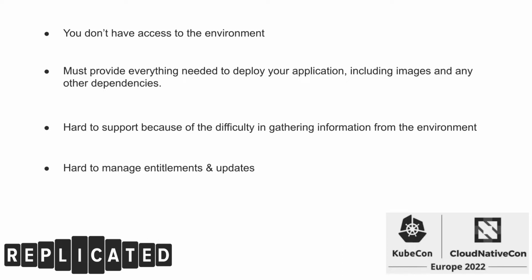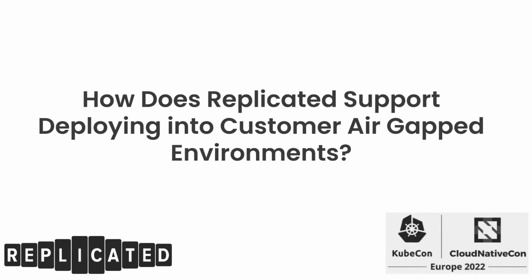Lastly, it's also hard to manage entitlements and updates. If you have a subscription business and you have an expiration date, when it's an Airgap environment, it's hard to enforce an action when the expiration hits and the customer hasn't renewed. So how does Replicated help you support your customers that have Airgap environments?